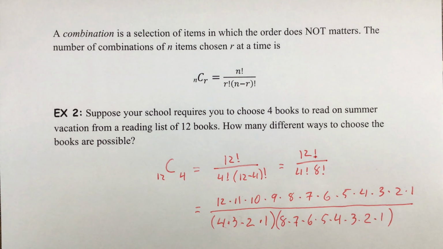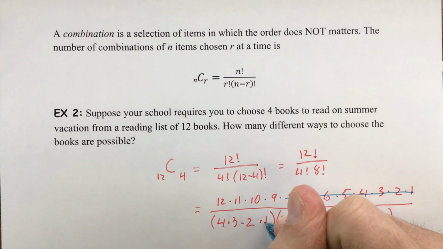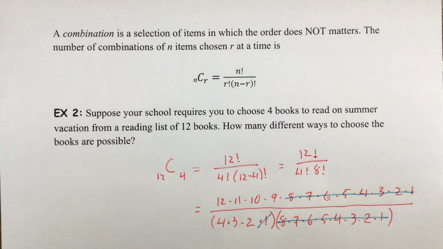Okay, and one thing that you're going to notice here is that the top and the bottom do have a lot of factors in common. In fact, all of this right here is the same thing as what we've got here. So all those terms can be canceled out. And of course, you don't really need the 1 there. It simplifies down to this: we have 12 times 11 times 10 times 9 divided by 4 times 3 times 2.